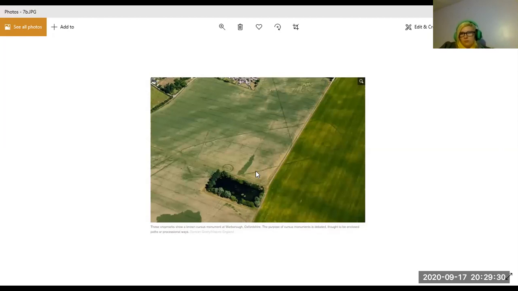And what they simply are is a bank that runs parallel to another bank. So the distance between the two banks may be 10, 20 meters. And then at the terminals, they meet with another bank between them. And that's basically what a Cursus Monument is. And there's usually never any entrances or exits into them. Some archaeologists believe that they're the landscape of the ancestors. So obviously, there you go, a nice Cursus Monument there.